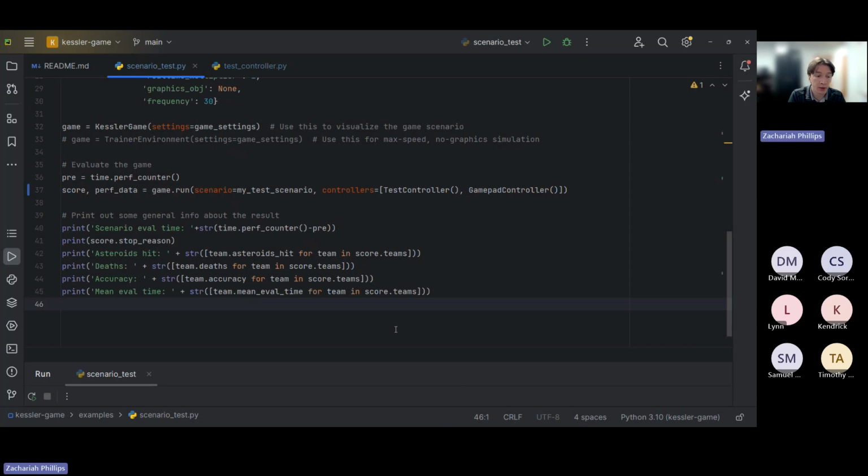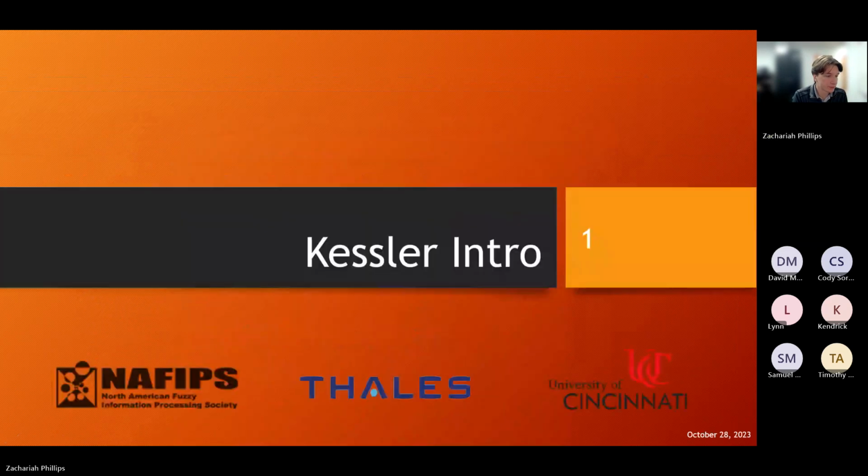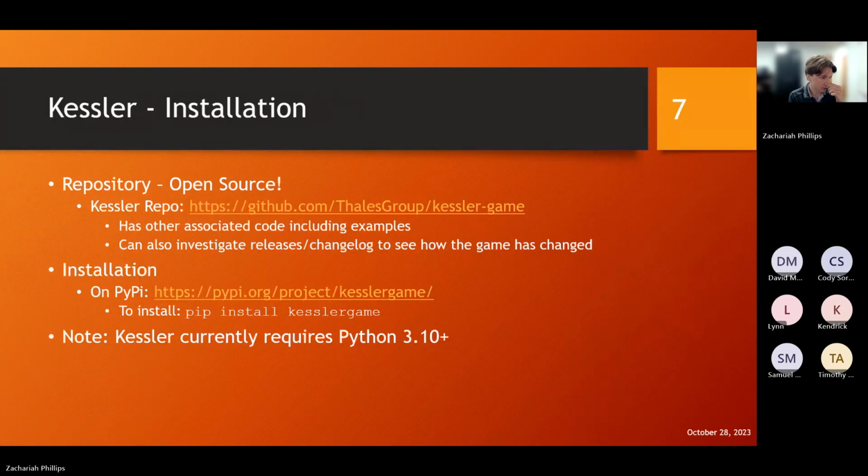Obviously, there's a lot of information about Kessler. There's a lot more depth that it can go into, but the repo is public. Once again, it's Kessler game on PyPI. And then also, if we go back here, you can pip install Kessler game as well as this, github.com/talsgroup/Kessler game. That will get you to the repo, with docstrings and code examples as well that can help get you started. Does anyone have any questions?